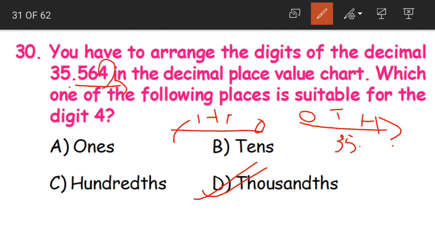So for the given decimal number 35.564, 4 is in the thousandths place. That is option D is the correct answer.